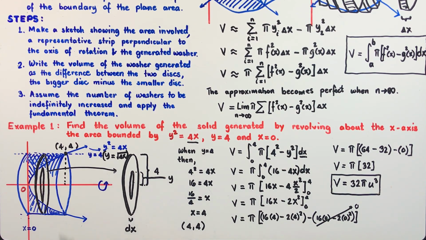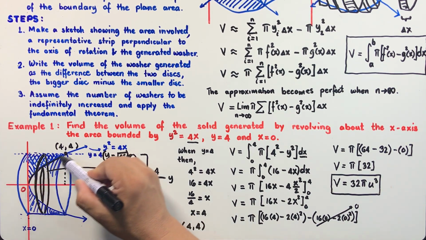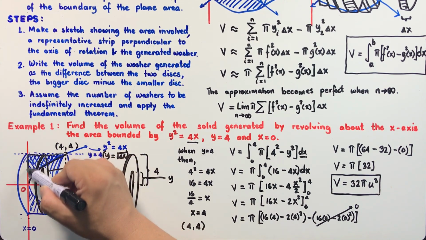Now take note that this solid of revolution cannot be solved by the disk method. Why? Because it has a hollow at the inner part of the solid. And how do we know that we need to use the washer? Because the axis of revolution, which is this one, is not part of the area that is being rotated.